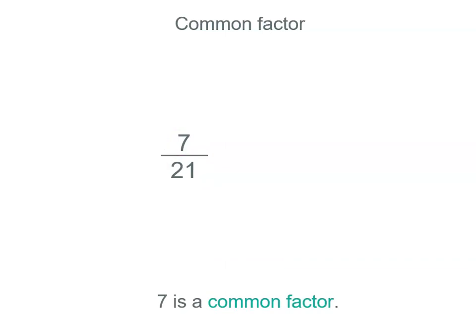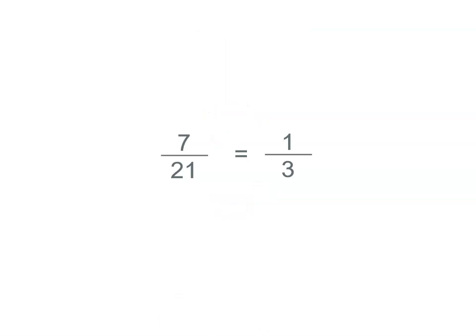So what we need to do is divide the top and the bottom, the numerator and the denominator, by the common factor. So let's start with the denominator. 21 divided by 7 gives us 3. Now we need to do the same to the numerator, otherwise we would be changing the value of the fraction. 7 divided by 7 gives us 1. So using the common factor, we've been able to simplify our fraction and say that 7 parts out of 21 is exactly the same as 1 part out of 3.